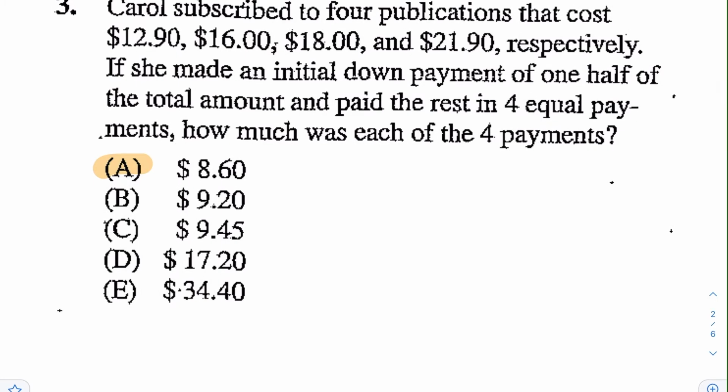Next, number 3. Carol subscribed to 4 publications that cost $12.90, $16, $18, and $21.90 respectively. If she made an initial down payment of 1/2 of the total amount and paid the rest in 4 equal payments, then how much was each of the 4 payments? So here you figure out how much it costs in total. You add $12.90 to 16. Make sure you line up the decimal points.